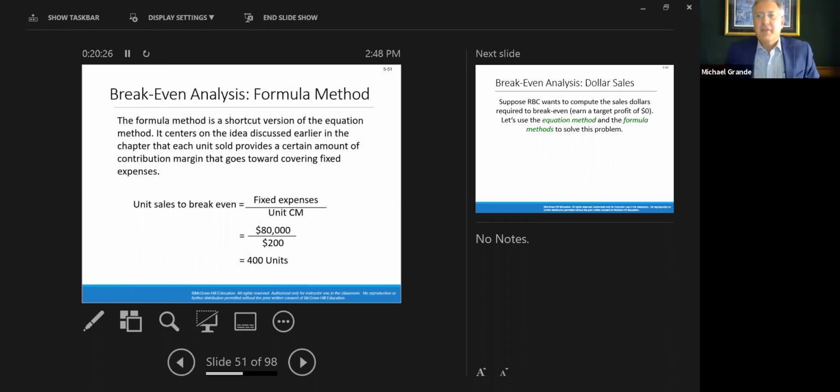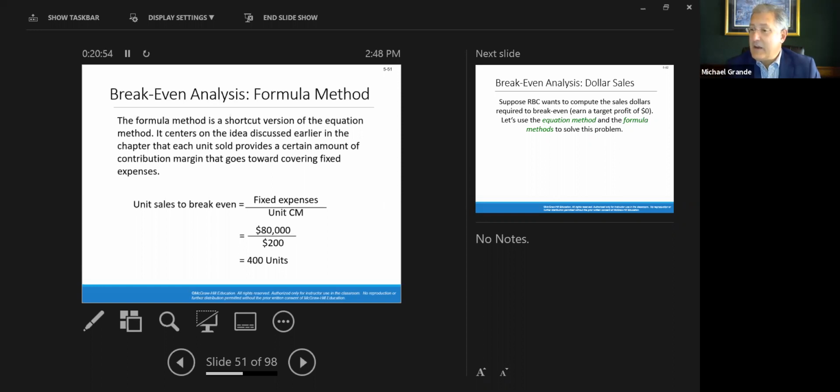The formula method is a shortcut version of the equation method. It centers on the idea discussed earlier in the chapter that each unit sold provides a certain amount of contribution margin that goes towards covering fixed expenses. So this is an important formula to remember. Break-even point in units, BEP units, equals fixed expenses divided by the contribution margin per unit.